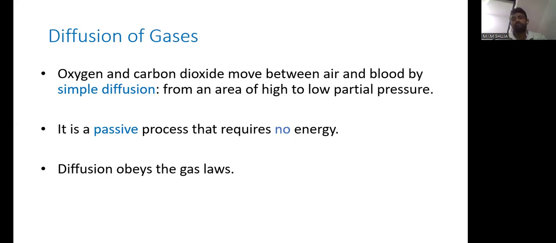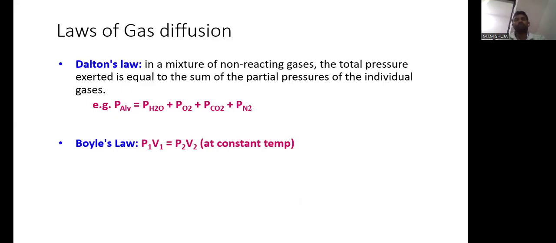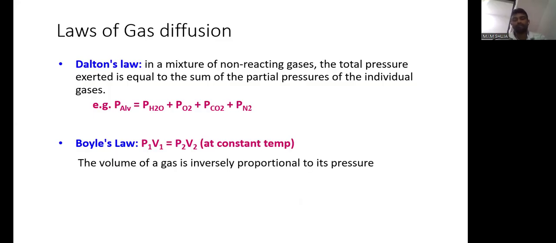The diffusion of gases obeys gas laws. The gas laws, Dalton's law and Boyle's law, you learned in your A-level chemistry. Dalton's law says that in a mixture of non-reacting gases, the total pressure exerted is equal to the sum of the partial pressures of the individual gases. Boyle's law says at constant temperature, the volume of a gas is inversely proportional to the pressure of that gas.